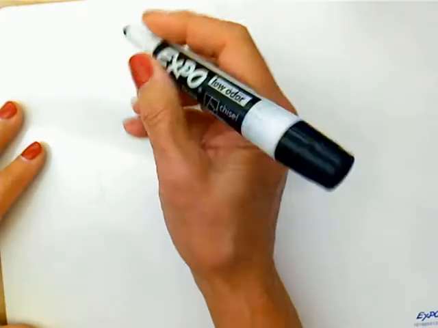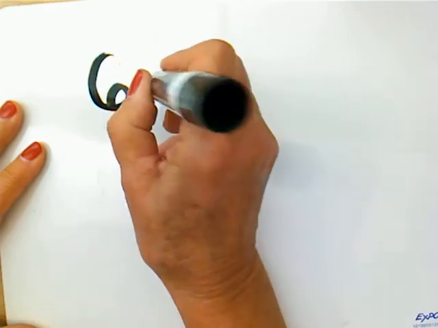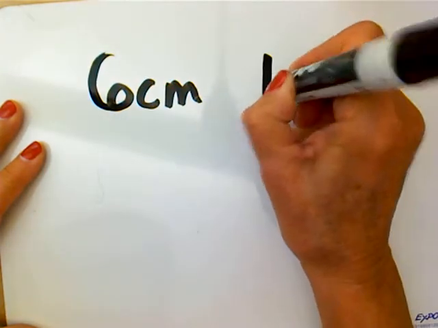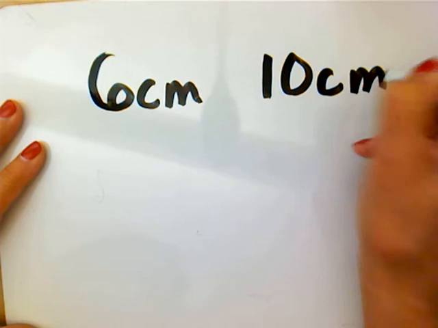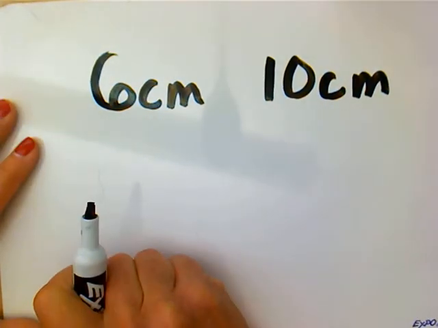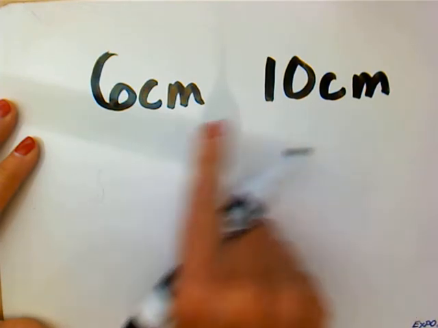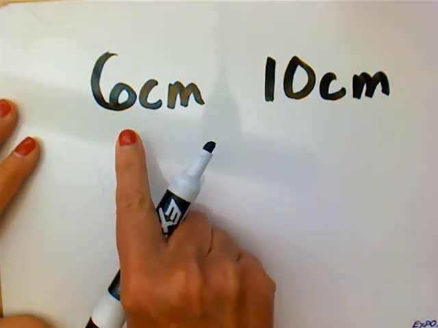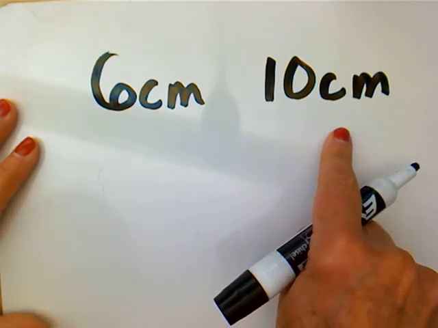All right, so I am going to give you two different lengths, and you need to decide which one is shorter. Okay, we'll start with 6 centimeters and 10 centimeters. So you're thinking about 6 centimeters compared to 10 centimeters. Which is shorter? Is 10 centimeters shorter than 6 centimeters, or is 6 centimeters shorter than 10 centimeters?